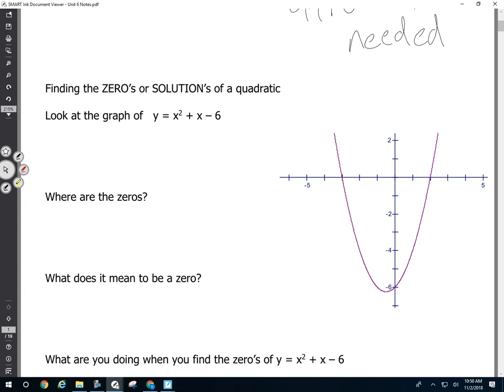Now, let's look at the graph of x squared plus x minus 6. This is what it looks like. They end up looking like these U's. I'm sure we've seen these before. Now, if I asked you, where are the zeros? What would you look for when I ask you, when does a graph have a 0? Discuss with your neighbors. What does it mean to be a 0? Shoot out possibilities to your neighbors.